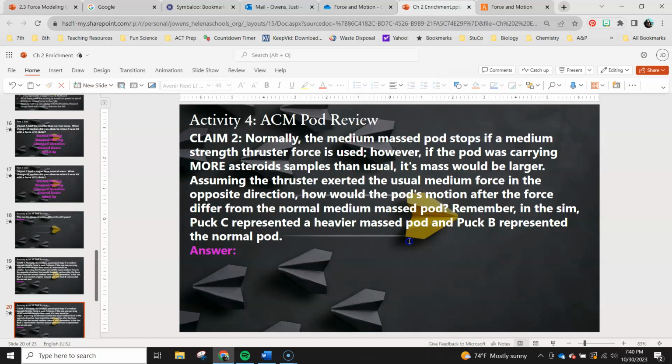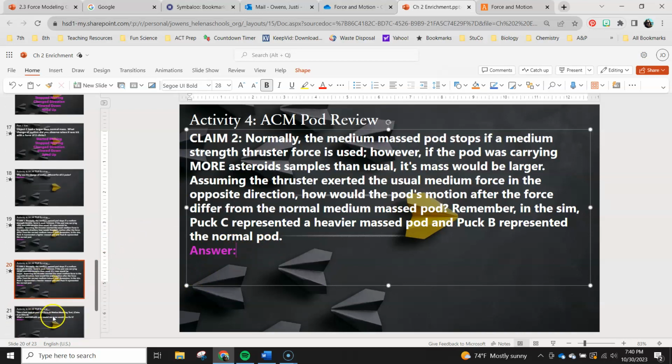So you would say, all right, puck C just slowed down. It was moving 2, and then after we exerted the force on it, it was only moving 1. So it just slowed down. It didn't stop like the normal pod should. And then if we look at puck A, which was less mass, it didn't turn around and move in the opposite direction. So you would say that this one just slowed down instead of stopping. So that's how you guys would explain the difference there.